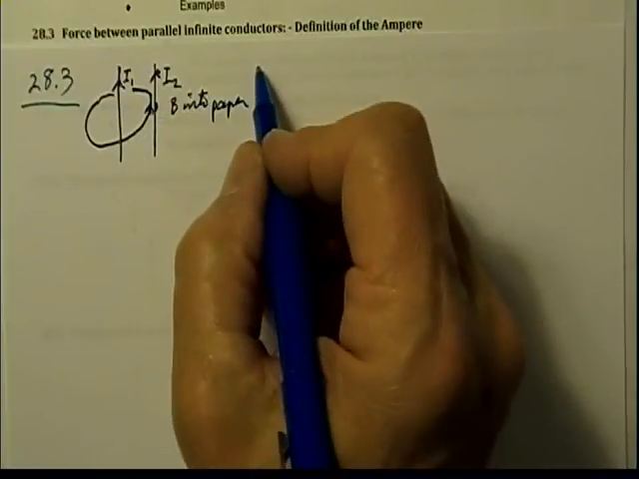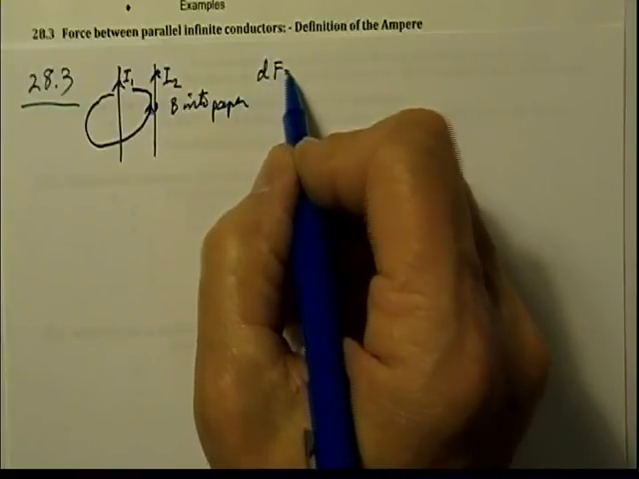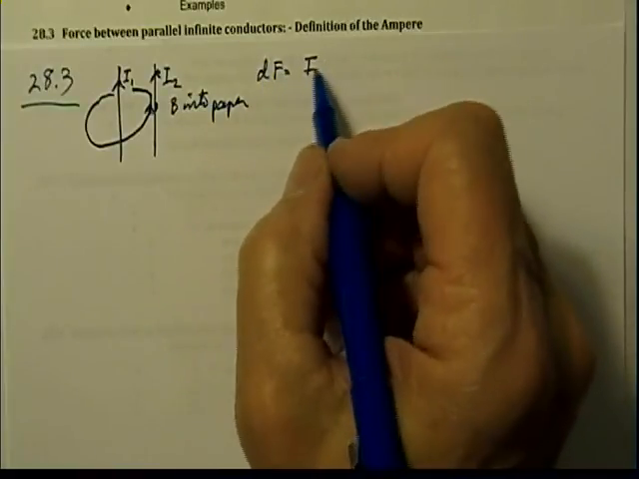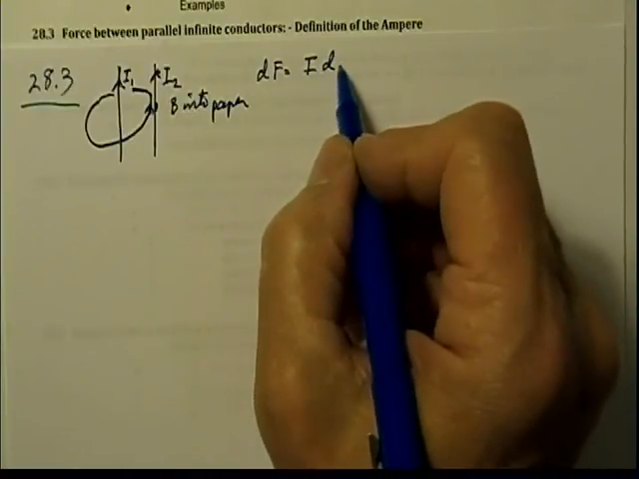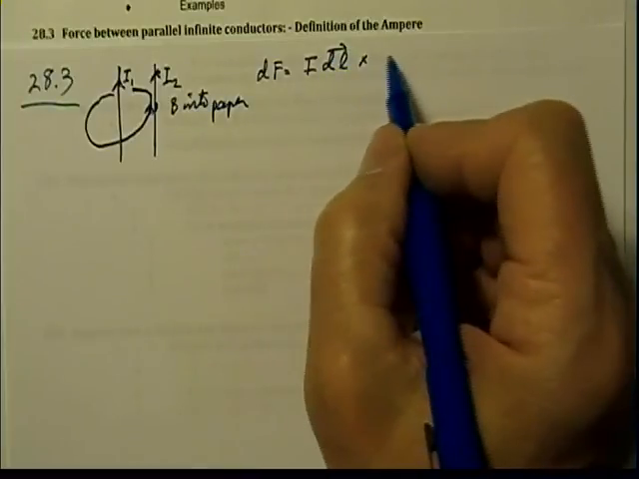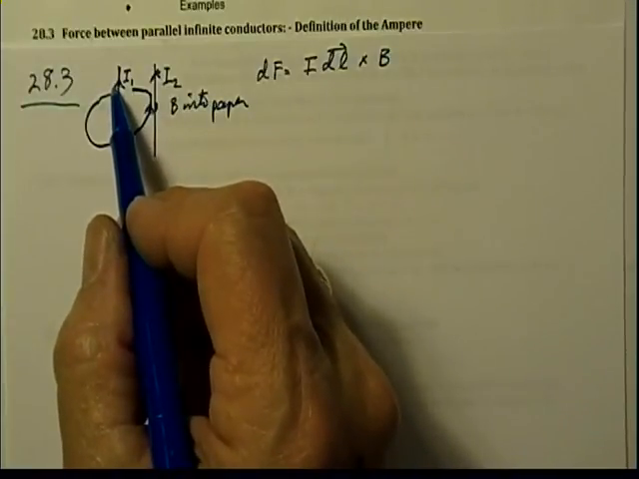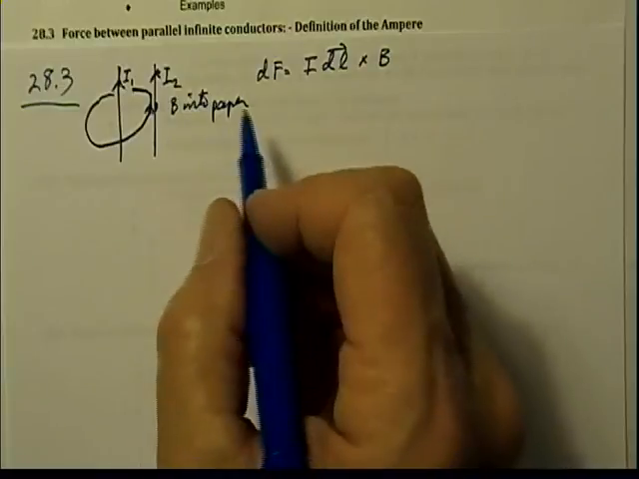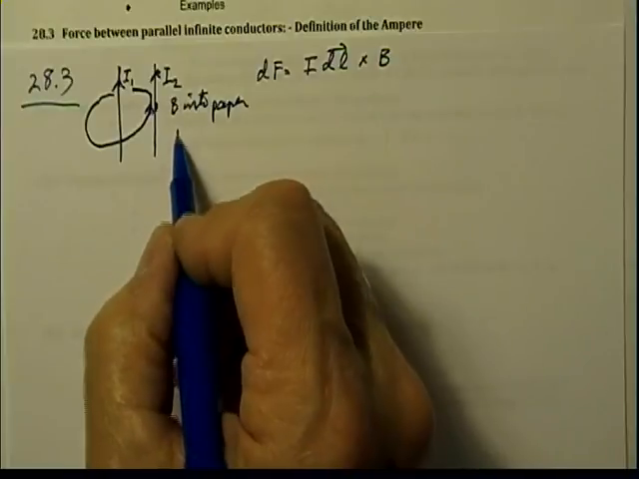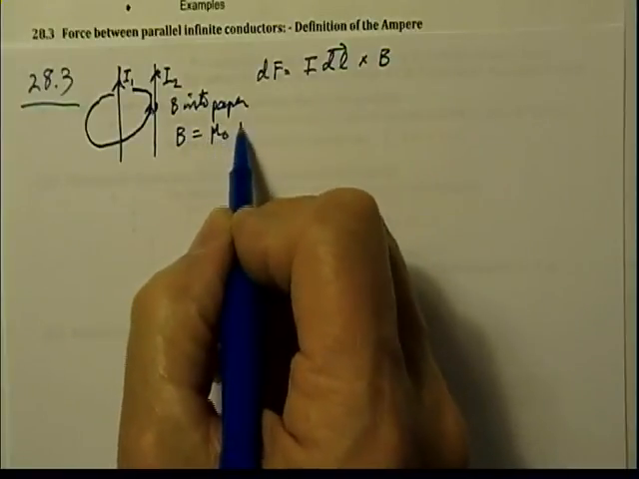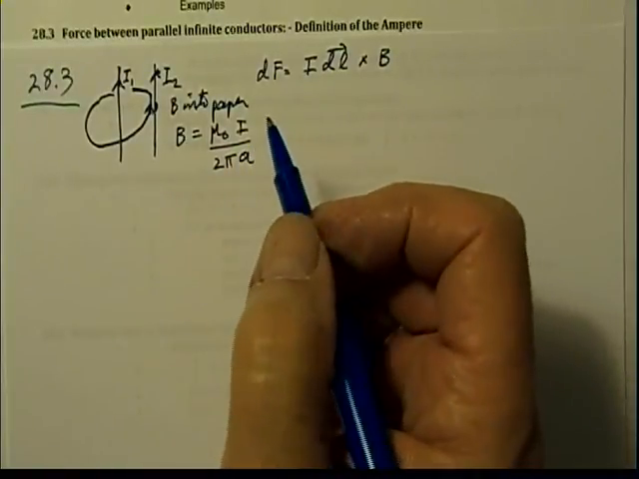And you recall what our force was. Our force before said we had an infinitesimal force that came from a current, a force on a current that would have a length dl, cross a magnetic field B. Well, we know from an infinitely long wire what our magnetic field is. This magnetic field that goes into the paper is equal to mu naught I over 2 pi a, and we just had that in the last section.